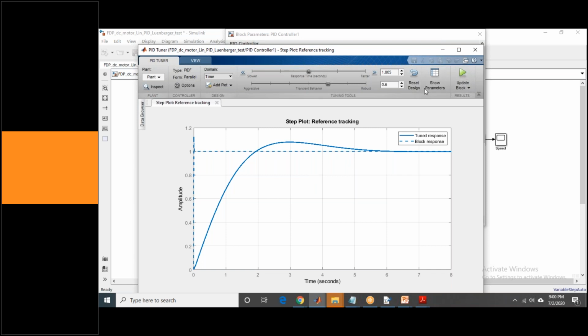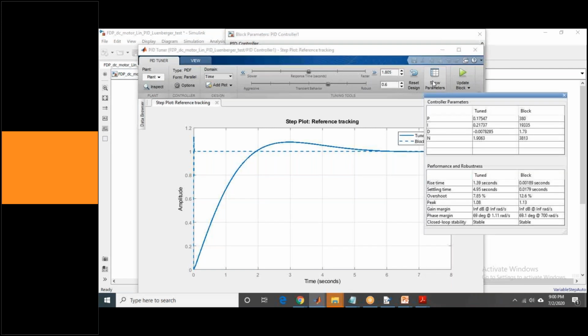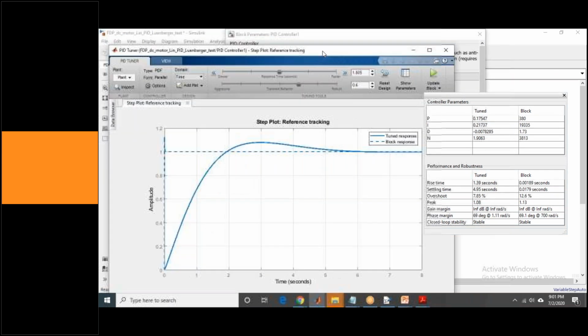So what I will show you here is what kind of PID values. You can see that this is the P value, this is the I value, and this is the D value. And N is the filter coefficient, which we have considered as 100. So these are the corresponding PID values. Now the beauty is, if I want the settling time to be faster, you can see that I had already tuned it, that's why it is very fast. If I want, let's say, no overshoot, you can see that the actual system has overshoot.